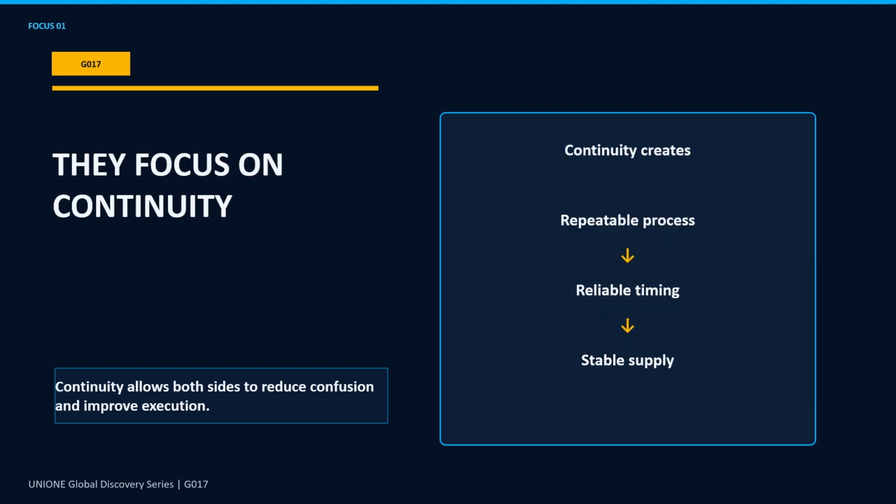Long-term buyers focus on continuity. They want to know whether the same process can be repeated for the next order. Can the supplier maintain product quality? Can documents be prepared consistently? Can production and delivery follow a reliable schedule? Continuity reduces confusion and allows both parties to improve their work with each transaction. It transforms an individual purchase into an operating system.